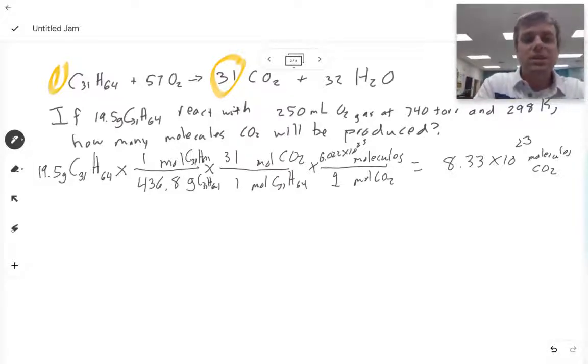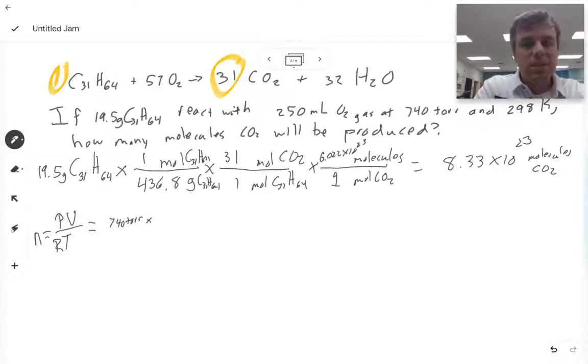The second half, we need to deal with the oxygen. And since we have been given a volume, a pressure, and a temperature, well, we can't do stoichiometry with those. We need moles. So we're using PV equals nRT, which can be rearranged to say that n equals PV over RT, where our pressure is 740 torr, our volume in liters is 0.250 liters because there are 1,000 milliliters in a liter.